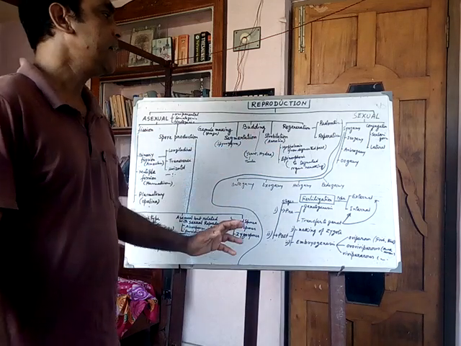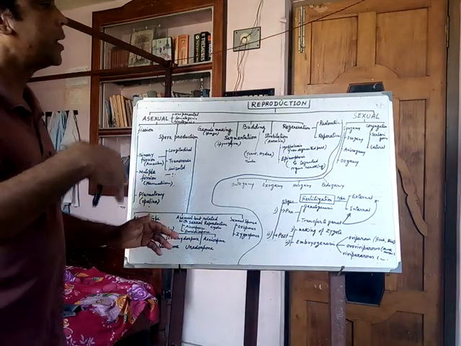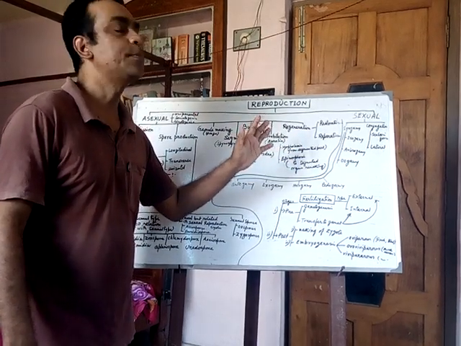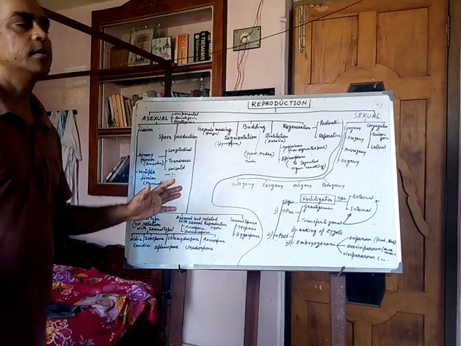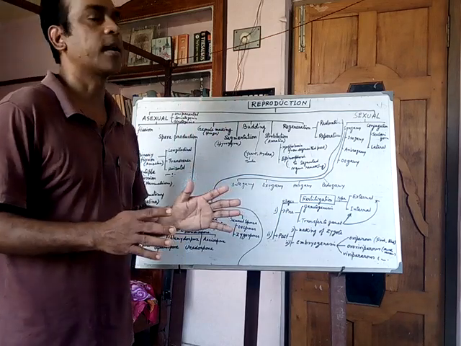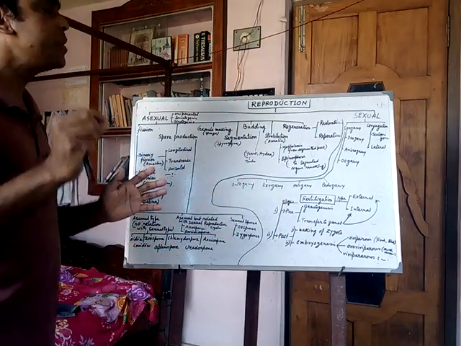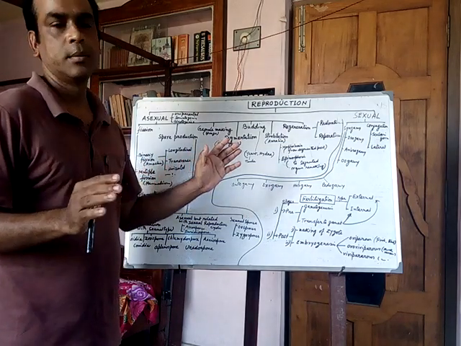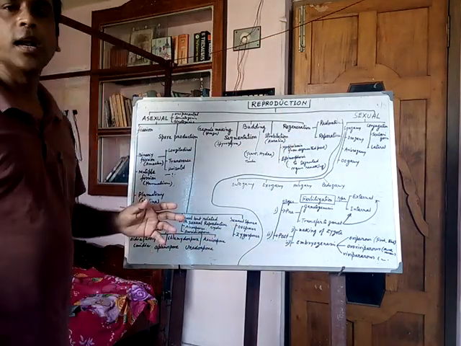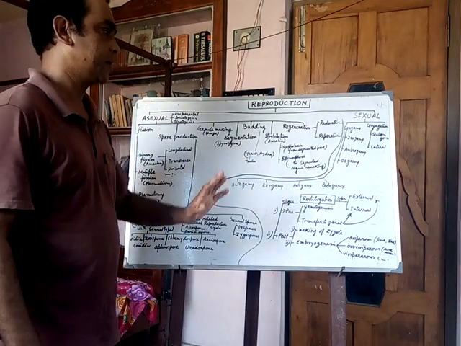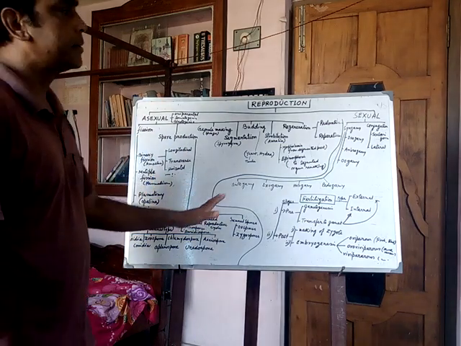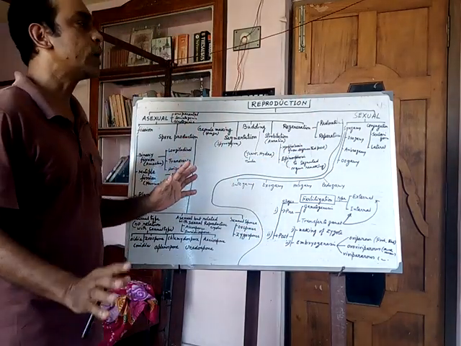Next, regeneration. Regeneration means gradually generate. Two types, restorative and reparative. Restorative means when a new organism is propagated. And when damaged tissues or a damaged organ is regenerated, that is called reparative, for example the tail of the wall lizard. All the asexual reproductions are represented here.